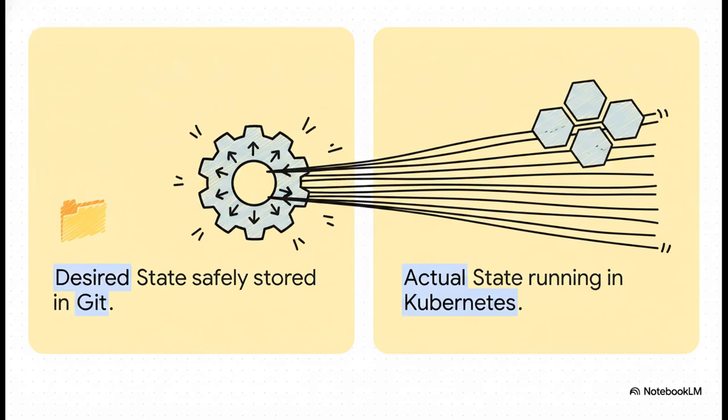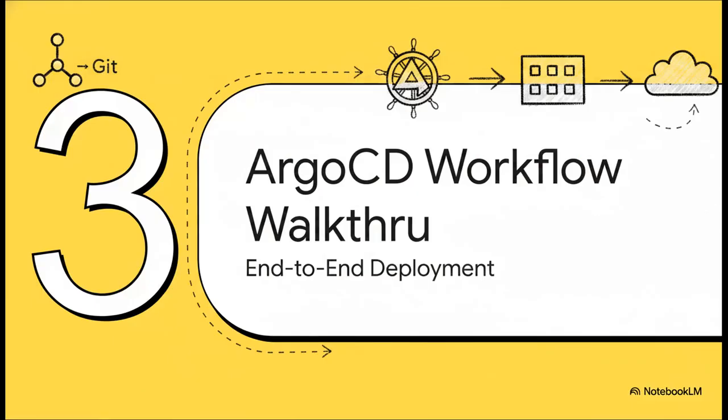ArgoCD manages this through what we call a continuous reconciliation loop. Under the hood, the ArgoCD application controller is constantly pulling your Git repository, generating the expected Kubernetes manifests and mathematically comparing them against the live Kubernetes cluster API. Whenever a difference pops up between these two states, ArgoCD instantly identifies the drift and automatically reconciles it. It physically forces the actual state to match your desired state. No more guessing games. Moving right along to Section 3, the ArgoCD workflow walkthrough.